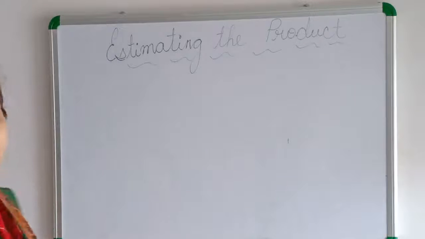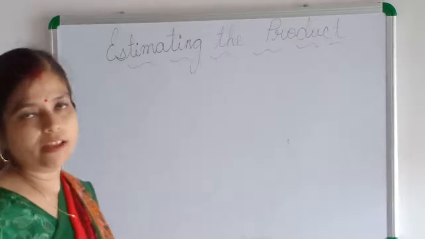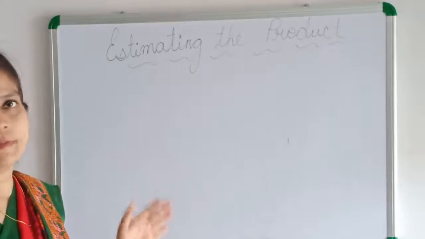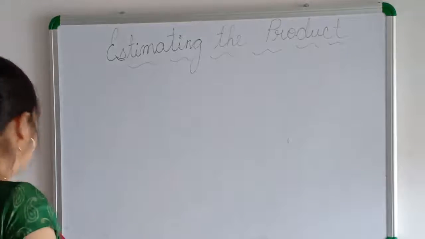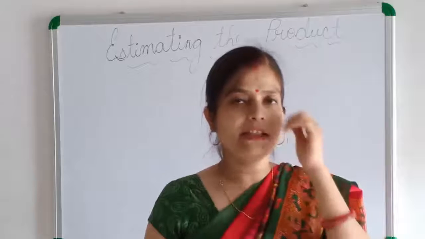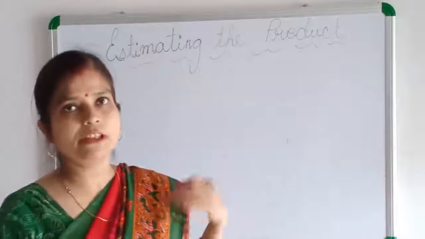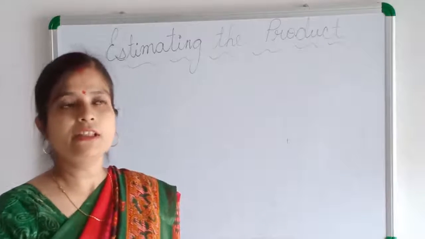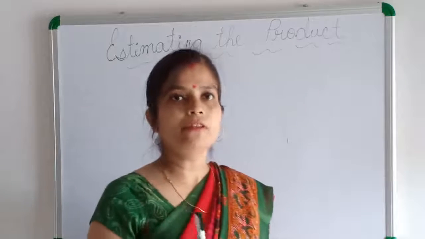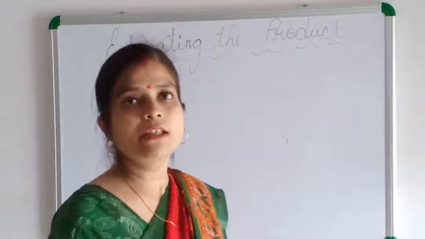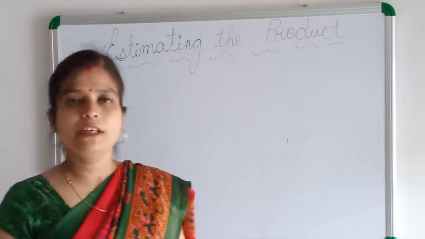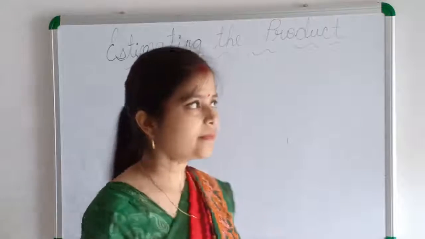Like that, you can estimate the product of any number. Only we have to round it off to the highest place value of it. And according to the question also, what will be given, like that only you will estimate. If it is given that you have to round off to the tens place and then estimate, or round off to the hundreds place and then estimate, then you follow the instruction. Otherwise, simply we are rounding to the highest place value and then we are finding the product.